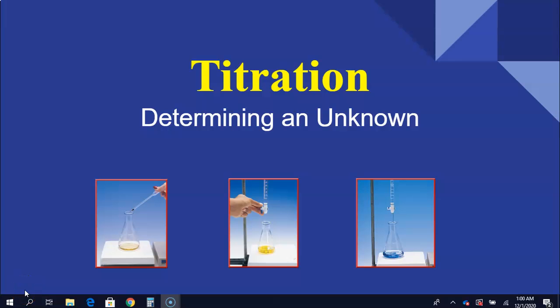In our final lesson of chemistry, for new material, of course, we'll always review, but we are going to look at titration. And titration is piggybacking off of neutralization reactions. And it's determining an unknown. It's actually a really cool process to do.